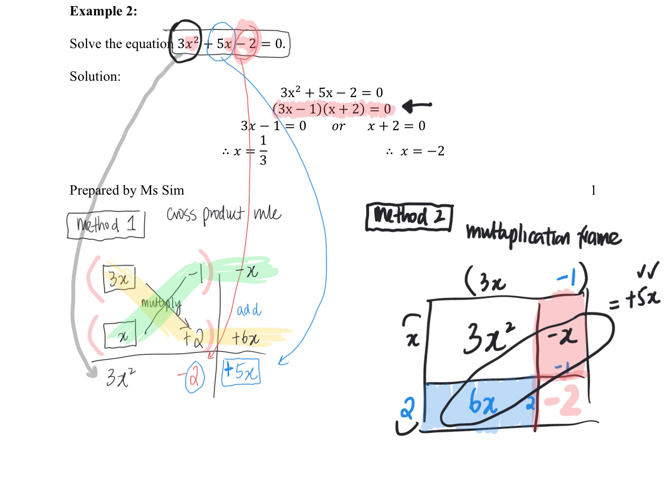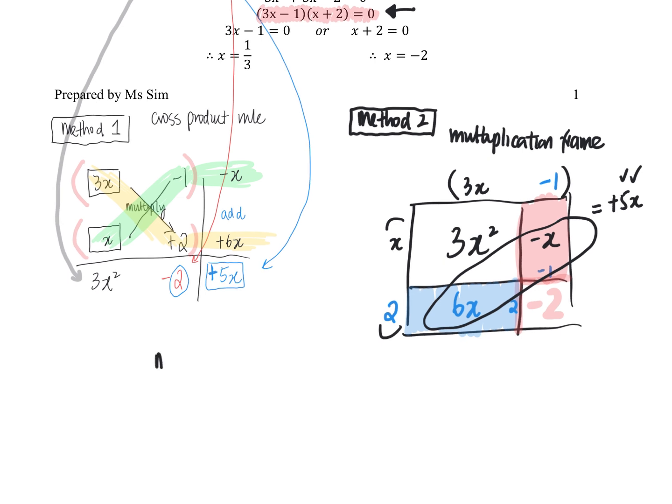Okay, so this is by area model. So if area model makes more sense for you, you use area model to solve. Okay, this is cross product rule. Then of course we have the calculator method. Your favorite.